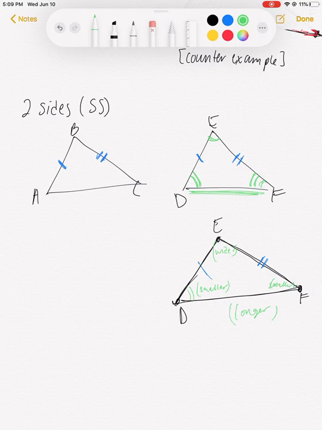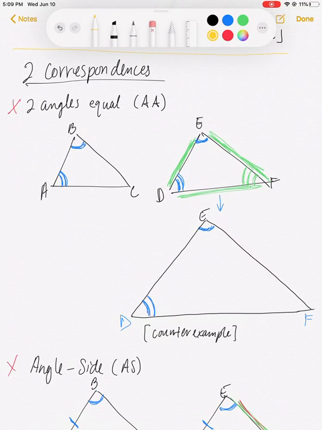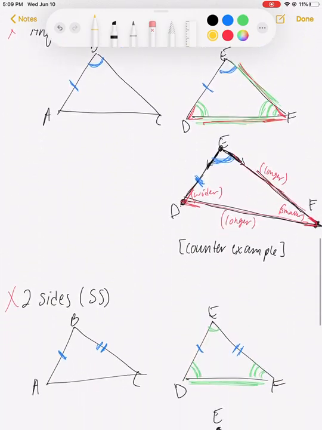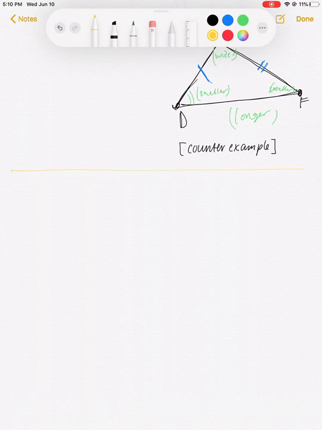Okay. I've been able to construct a new triangle that's a different size and shape with the same correspondences that are marked in blue. This is my counterexample. So that means that the two-side correspondence does not work. So I've proven that no way can we make two correspondences force the other four to become the same. So that means that we need at least three correspondences to possibly force triangles to be the same.